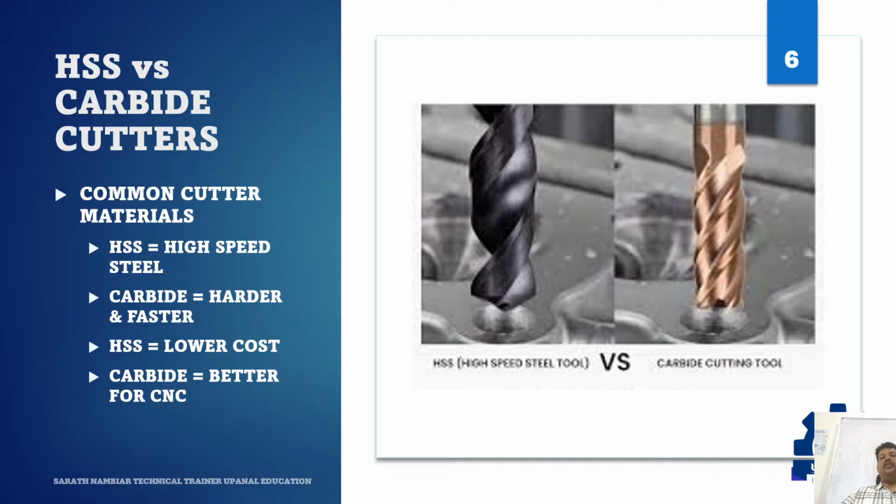So, when should you use what? For modern VMC and production CNC work, carbide is usually preferred. For light duty work, low budget, or older machines, HSS may still be useful. Today, in most CNC shops, carbide dominates because time is money.